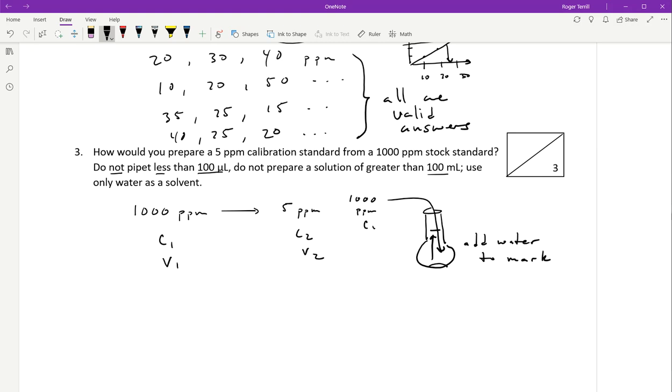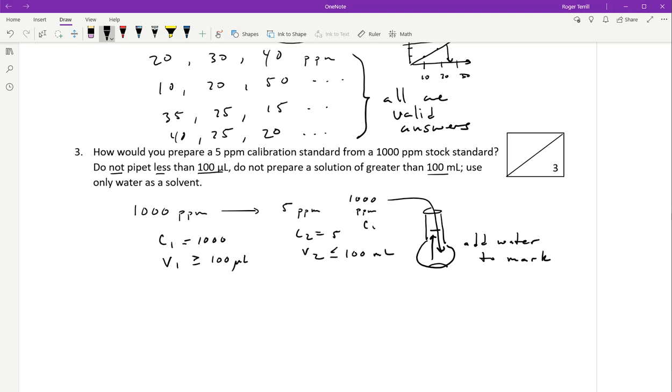So C1 is 1000, C2 is 5, V1 and V2 are unknown, but V1 must be greater than 100 microliters, and V2 must be less than or equal to 100 milliliters.